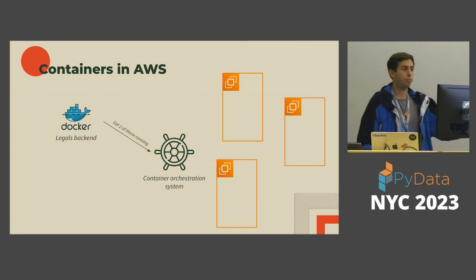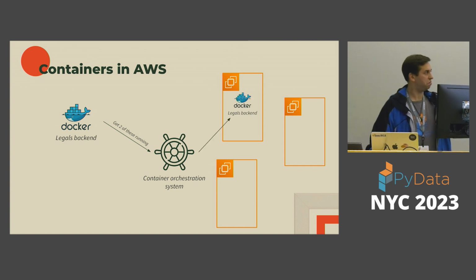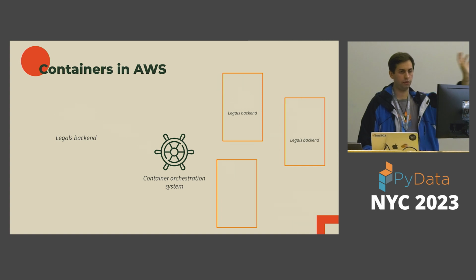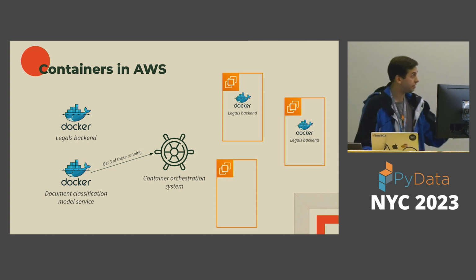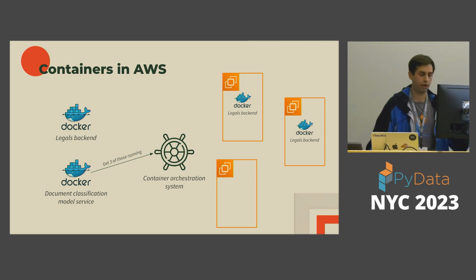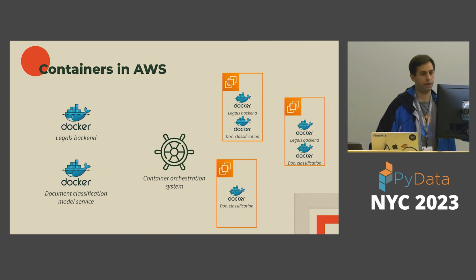I want to get 2 copies of this one running. So it just goes, okay, this one has available resources, I'm going to put it here, and then I'm going to put the second one here. And then it can go with my document classification model service and I tell it the same, but I want 3 of these because, I don't know, I'm going to receive more requests. So I tell it, get 3 of these running, and it goes, okay, put it there, there, and there.